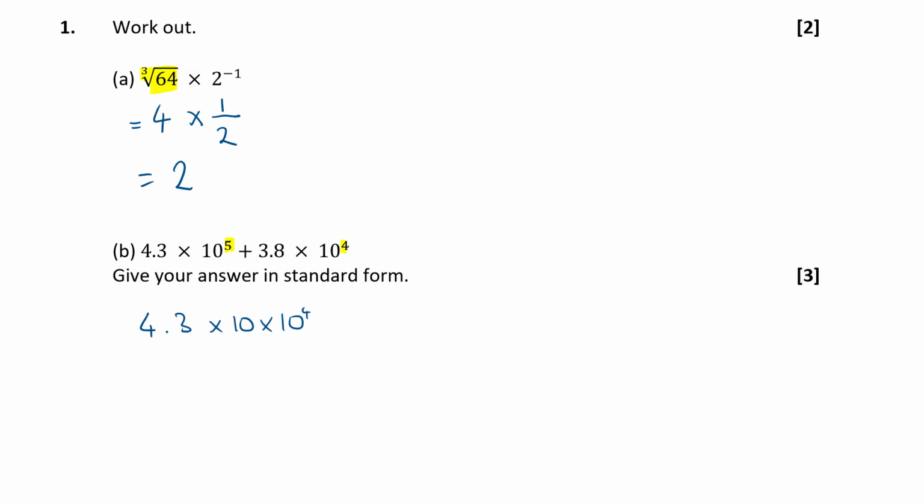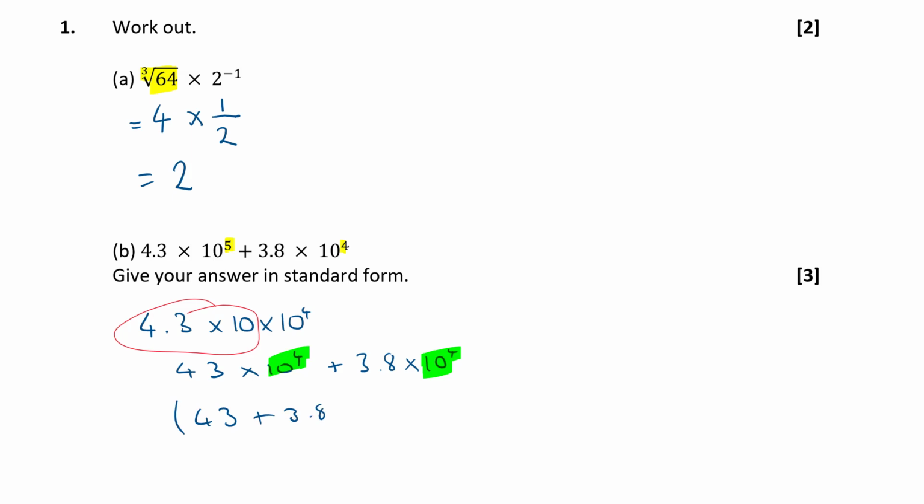So I've just taken one of the powers of 10 out of 10 to the power 5, and then I can combine these two parts together. So 4.3 times 10 is 43. So I've got 43 times 10 to the 4 plus 3.8 times 10 to the 4. Now notice that I've got 10 to the 4 here and 10 to the 4 here. So what I can do is factorise out 10 to the 4, and it will leave you with 43 plus 3.8 times 10 to the 4, like that.